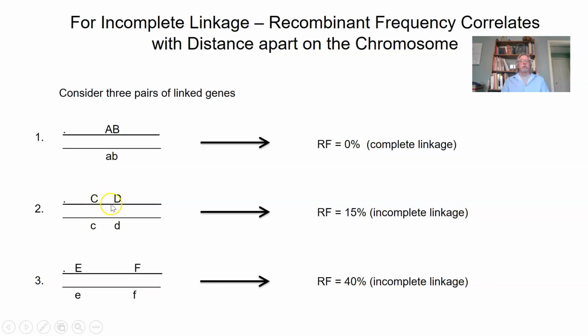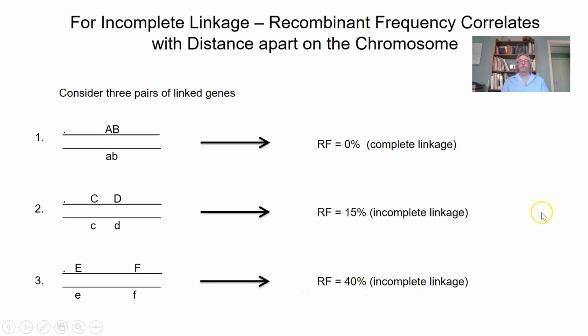Here is the second type, in which two genes C and D are linked, but there is some space between them. So this is a small, but enough of a target for some crossovers to occur, producing a low crossover recombinant frequency, in this case 15%. So this would be a case of incomplete linkage. And here's the third example now, two linked genes that are really far apart, and this is a big target for crossing over. So there would be a large, high frequency of crossover between these, and produce a recombinant frequency of 40%.